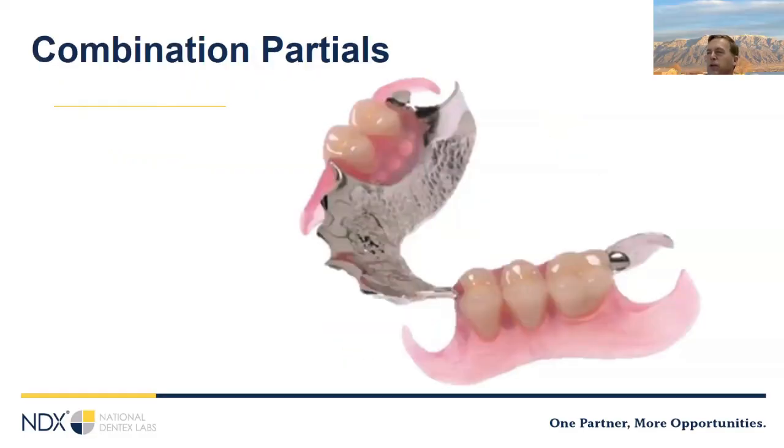Combination partials. A lot of people don't even think about these, but these are kind of a best of both worlds thing. So what you do is you make a frame to give you the strength and retention and lightness and all that stuff. And then you process it with a flexible resin. The main drawback to these is you can't try in the clasp until the end, because the clasp is part of the processing. But these can be a good solution.